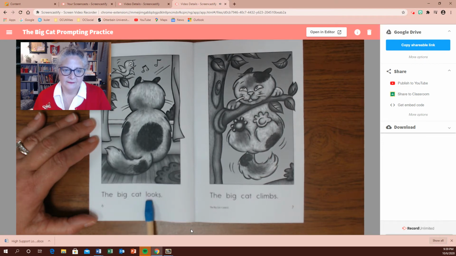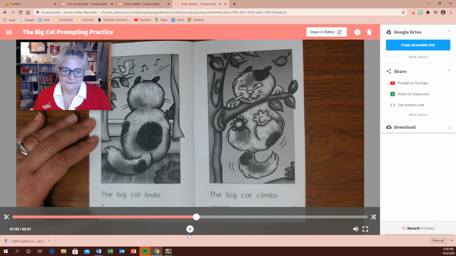The big cat locks. Okay, so the student is saying a word that isn't a real word. So we can say, you said the big cat locks. Does that make sense? Let's think about the story. There's the cat, and he's just looking out the window there. Let's think about the story and let's try that again. The big cat, and we hope they get to that looks piece.